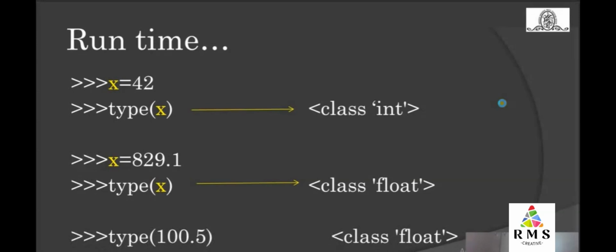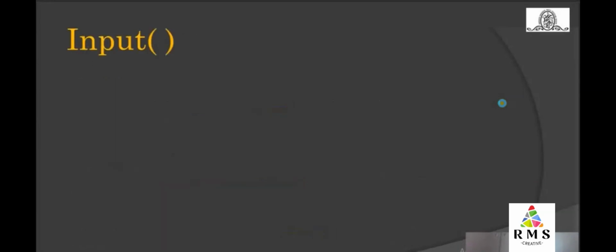You can use the value directly without using the variable. For example, type of 100.5. So this will return class as float.